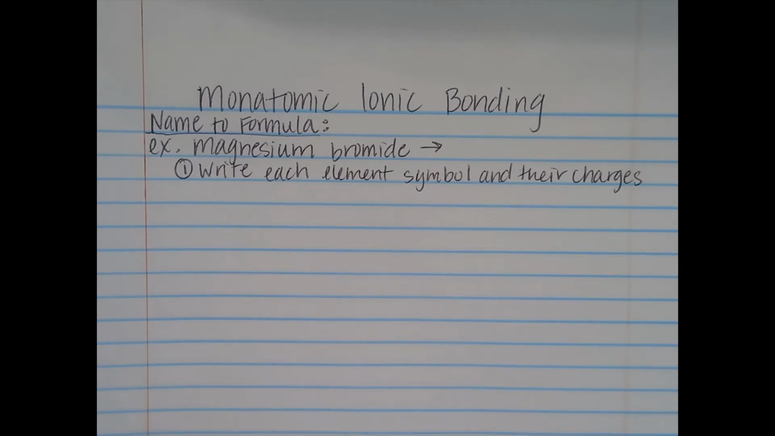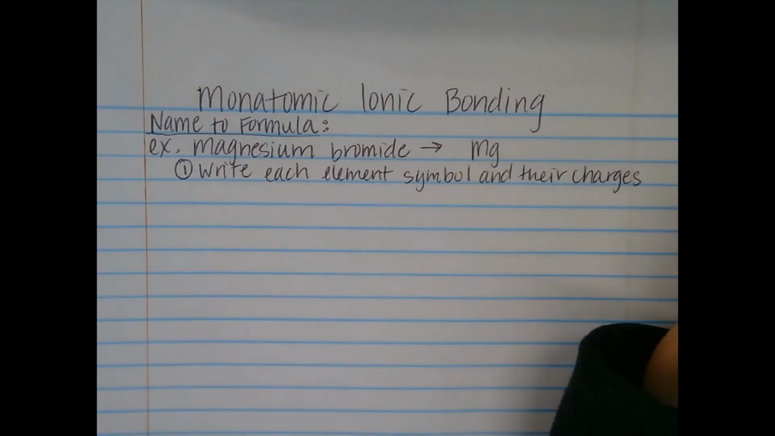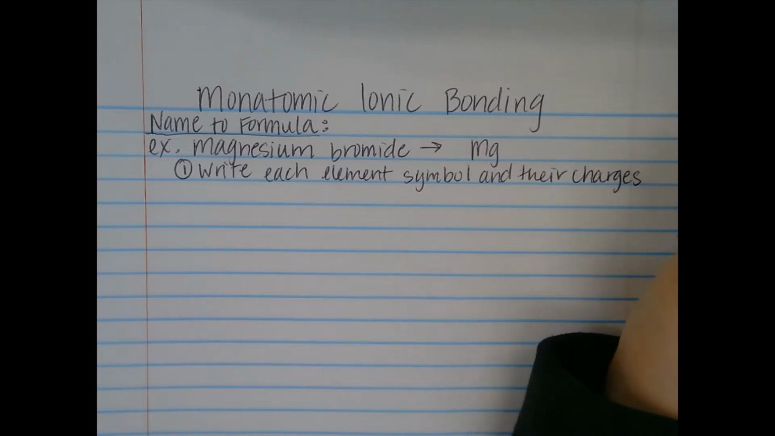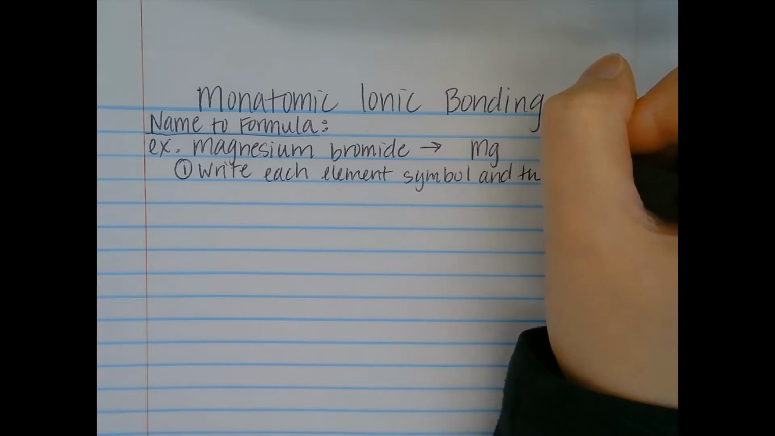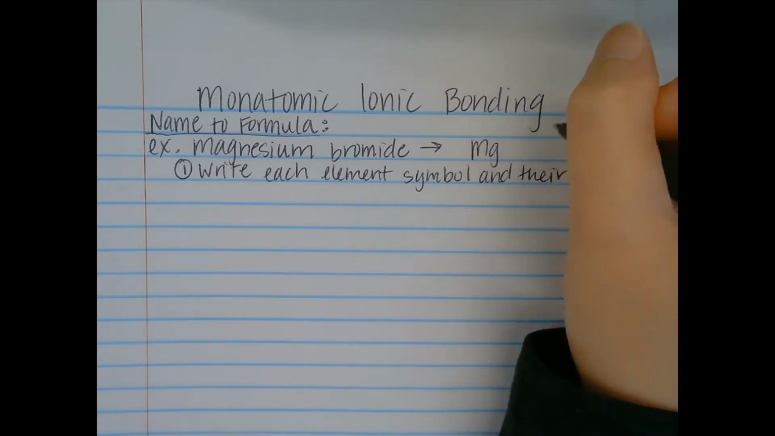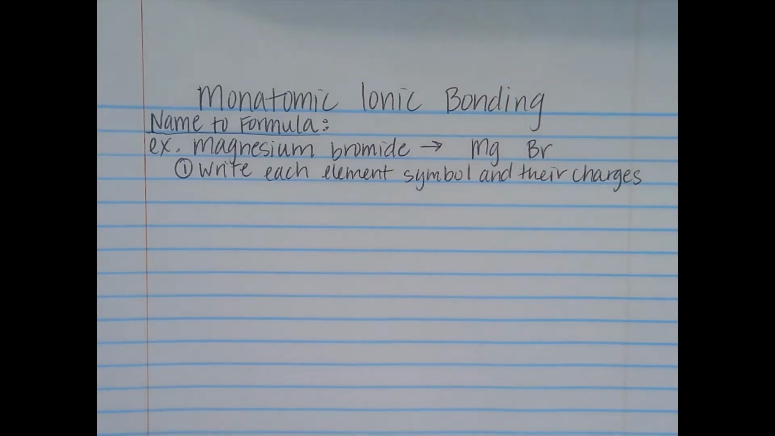Okay, so for our example here of magnesium bromide, the first thing we do is write the element symbol. So magnesium's element symbol is Mg, capital M, lowercase g. And then bromide. That sounds like an element. Bromide sounds like bromine. So bromide is when you have an anion, the ending will change to "ide," and so you kind of have to think, all right, what is the root of that word and what element is that? So bromide is bromine, which is Br, and then we can write their charges.